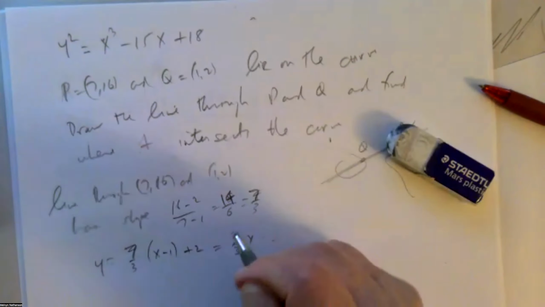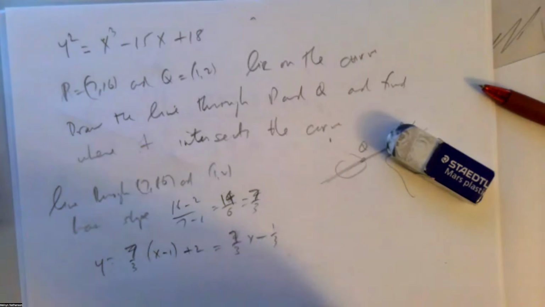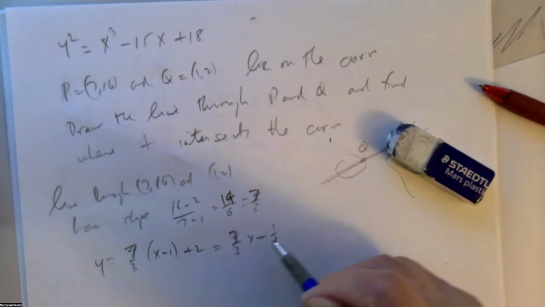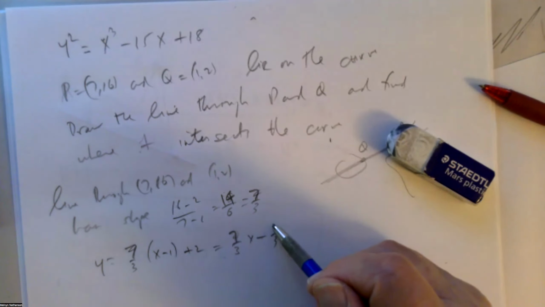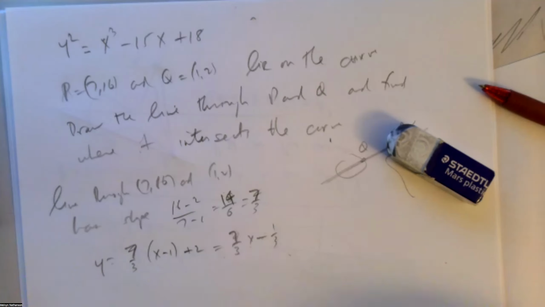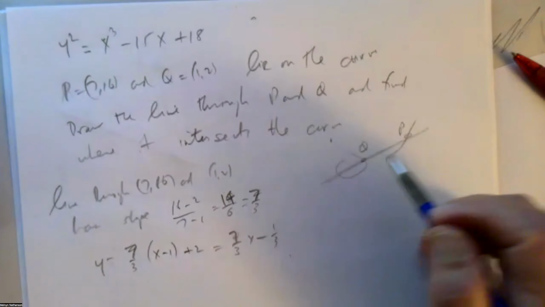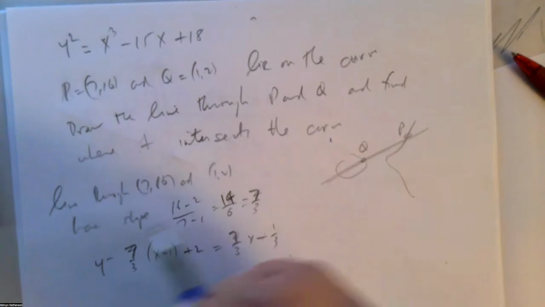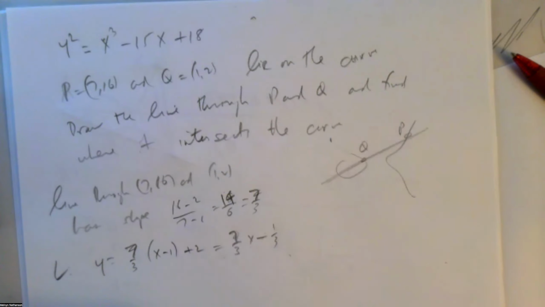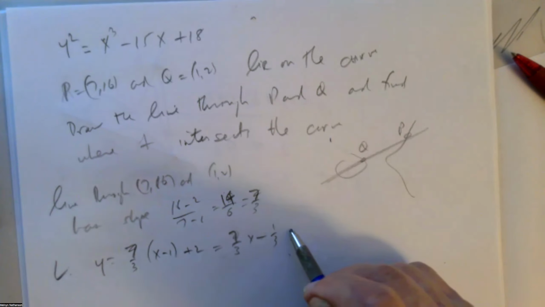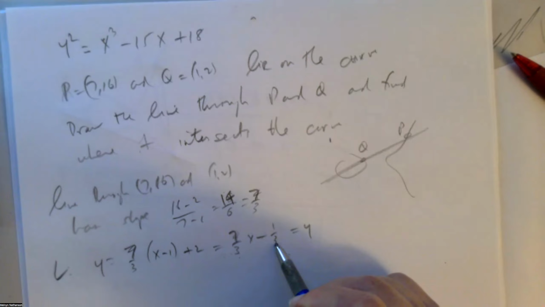Let me see if that looks like it's right. When x is 1, this is 2. When x is 7, this is 49 minus 1 is 48 over 3, which is 16. So that looks like it is correct. So this is this line L. Okay, so we have the line y equals 7/3 x minus a third.